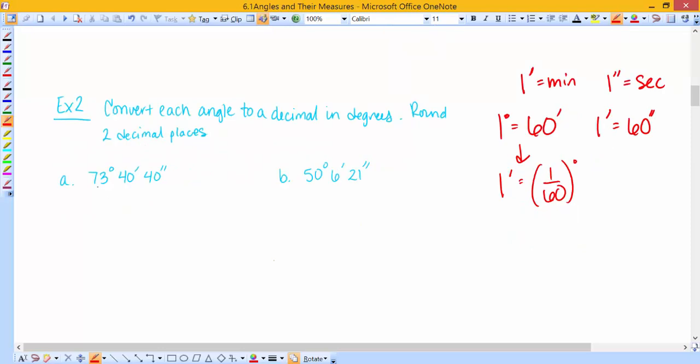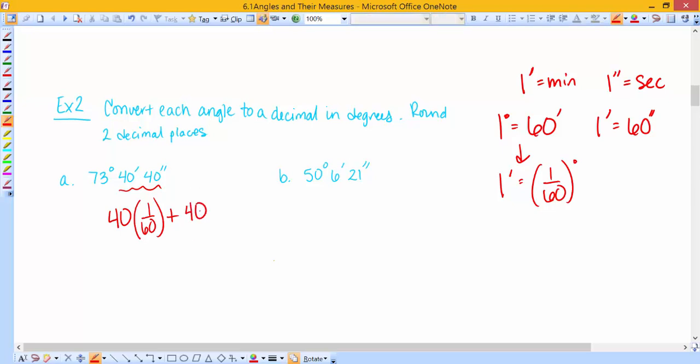So I already have the 73 degrees. That's not what I am converting. I am converting the minutes and the seconds. So if I'm looking at 40 minutes, I want to convert this to degrees. Well, 1 minute is 1/60th. So I need to take the 40 minutes and I need to multiply it by 1/60th. And I'm going to add to it.